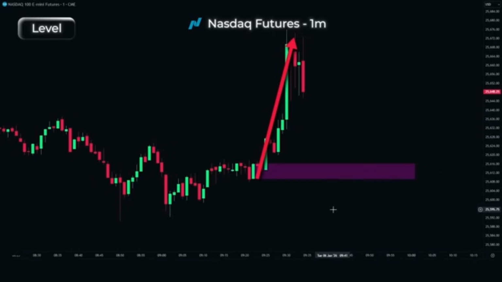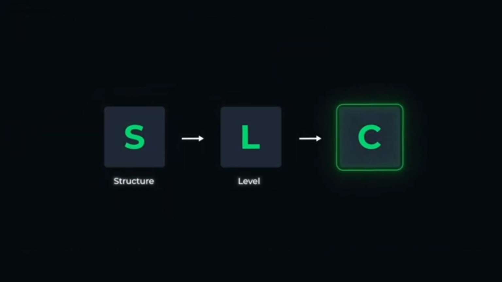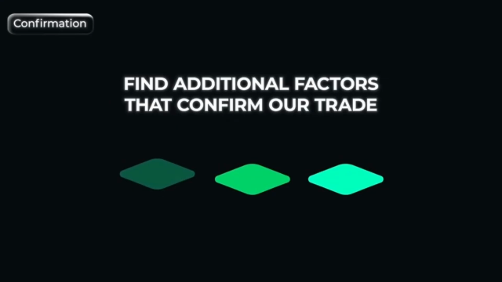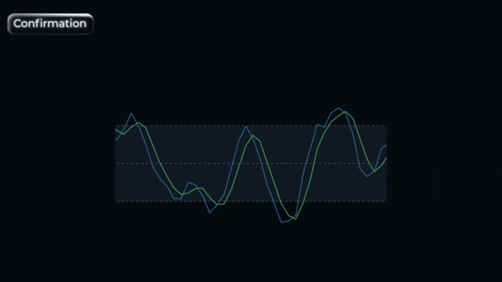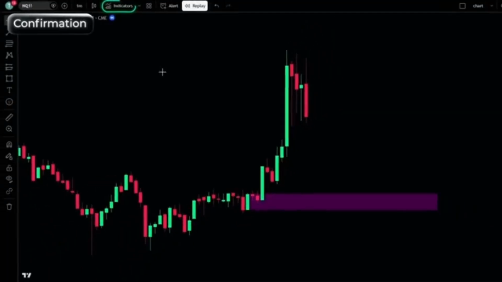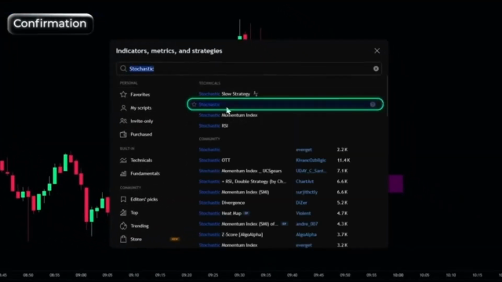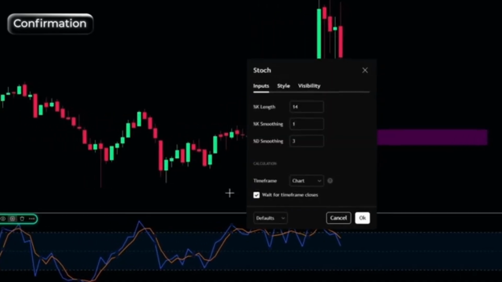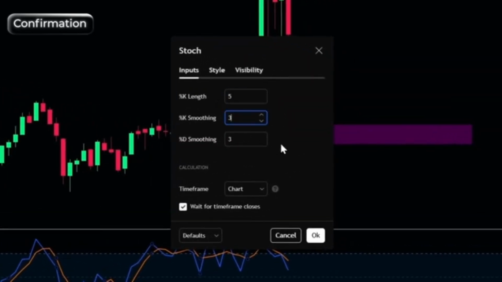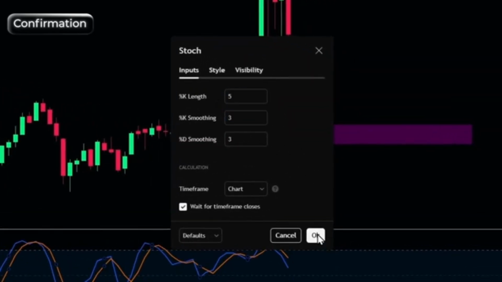Once the level is identified, we move to the C part of the SLC system, which stands for confirmation. So what I'm going to use for this video is an indicator called the stochastic. To apply it on your charts, just go to the indicator section, type in stochastic, and click this one. Next, you want to go to the settings and adjust them to match these values, because I've found that these values tend to work the best.